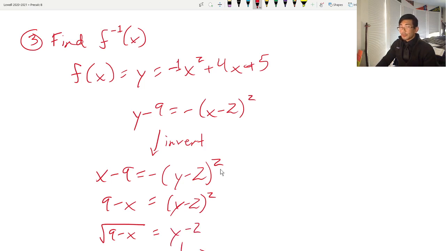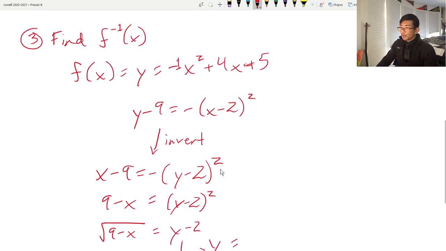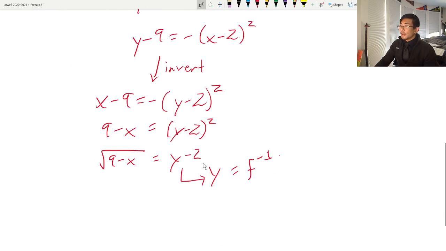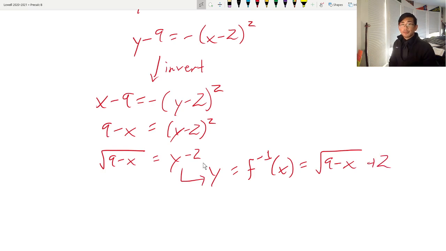Last thing here, I'll just wrap this up by adding 2 to both sides, and I'll get y, which is actually f inverse of x. F inverse of x is equal to the square root of 9 minus x plus 2. And that's our equation. And that's the equation of our inverse. So we are almost done here.